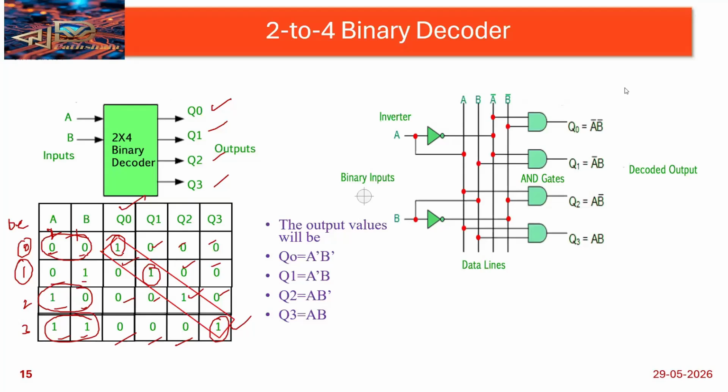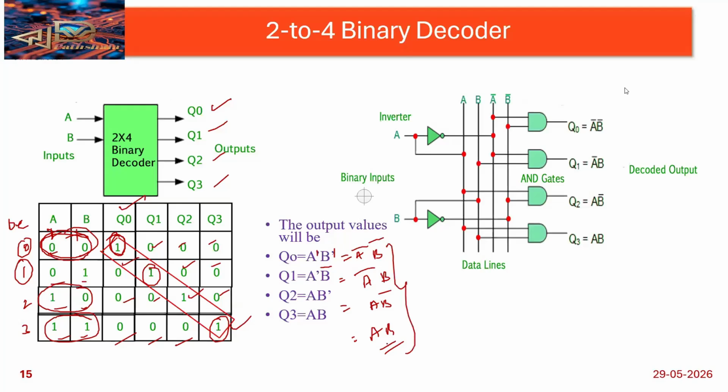So for Q naught, what is the output equation? A bar B bar, right? That is the A bar B bar equation I'm writing. Here a dash is also no problem. A dash also represents the bar. Okay. So for Q1, what is the output equation? A bar B, and Q2 means A B bar, and Q3 means AB. I'm getting the output.